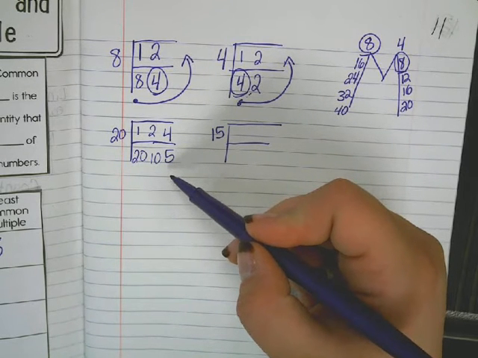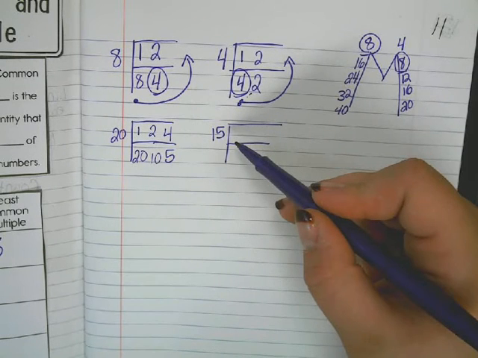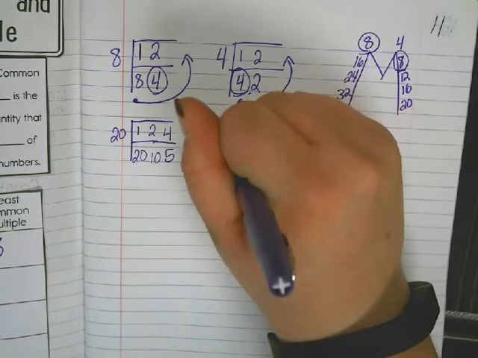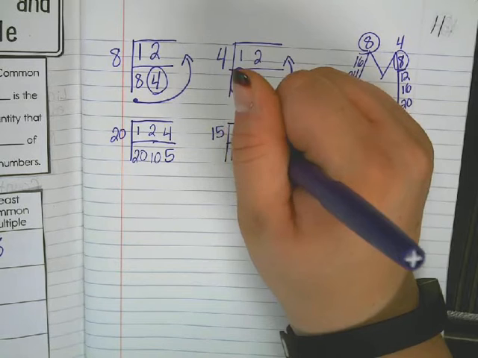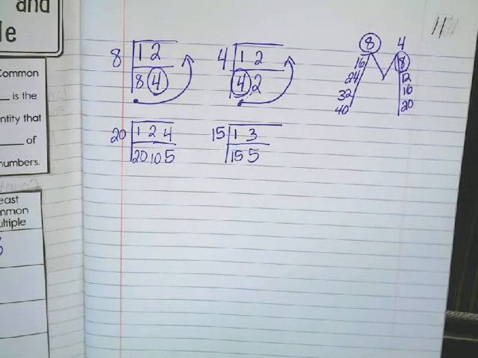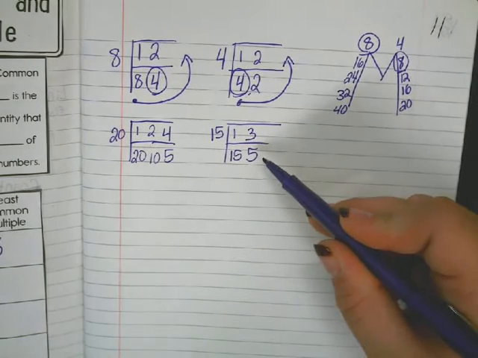Alright, now let's go to 15. What do I start with? 1, 15. 2 times anything? 3 and 5. 4 and anything? 5's already on here, so I stop, right? Don't double it unless the number repeats.